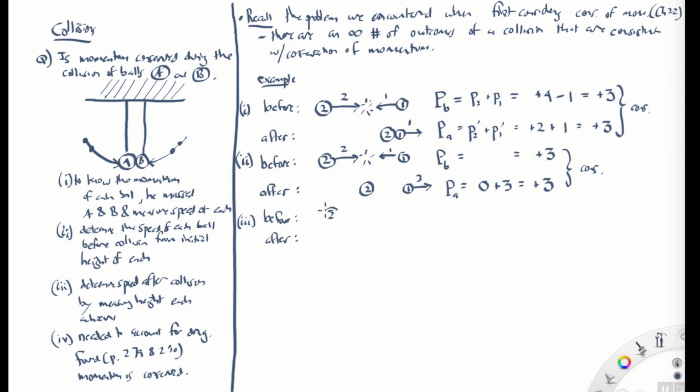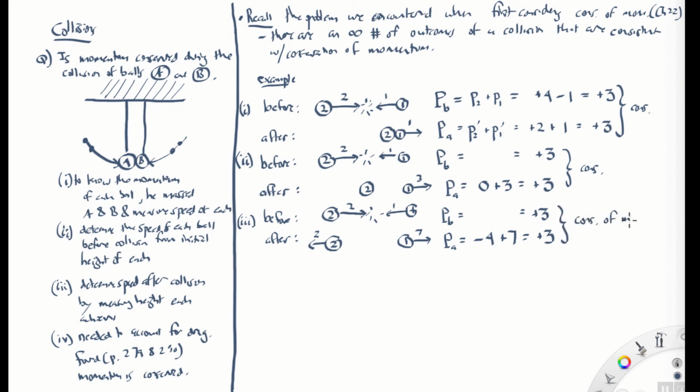Okay, so again, we have the ball of mass 2 moving to the right with a speed of 2. It collides with a ball of mass 1 that is moving to the left with speed 1. Once again, the momentum of the system before the collision is plus 3. And then let's say after the collision, ball 2 is moving leftward with the speed of 2, and ball 1 is moving rightward with the speed of 7. Well, what's the momentum of the system after the collision? This one has a momentum now of -4, and this one has a momentum of +7. So once again, we have a momentum of 3, and momentum is conserved.